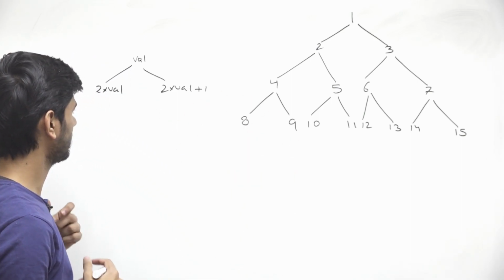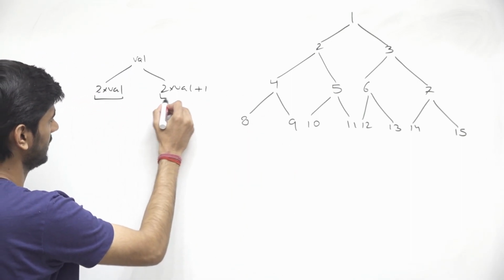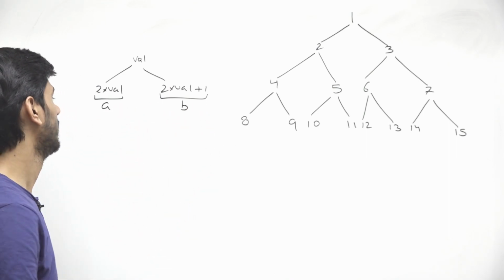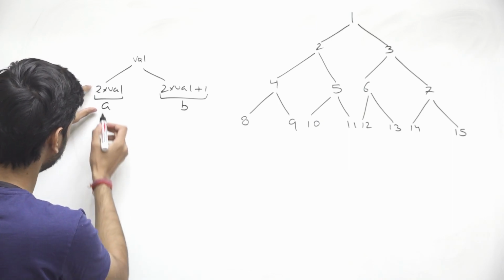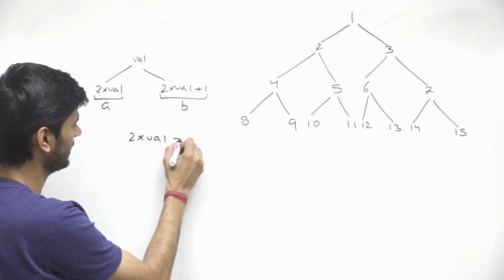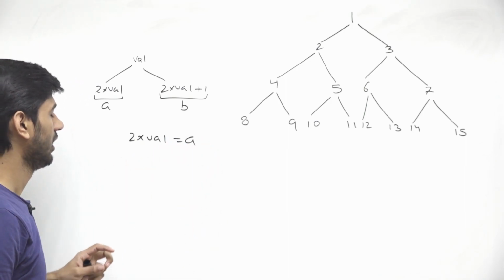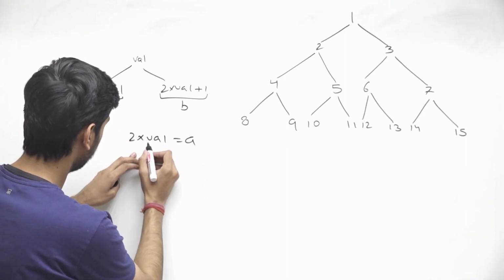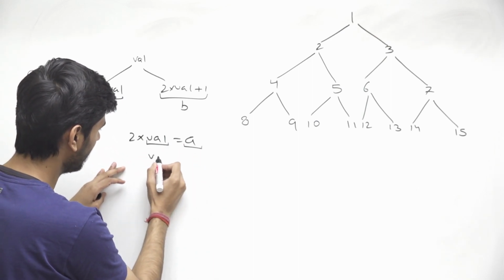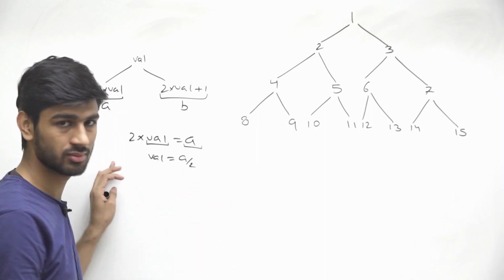Now let us consider these two nodes. Let's say this node has a value of a and this one has a value of b in the generic case. We are saying that this whole value, 2 into val, is equal to a. This is what we are saying. Now we want to find this particular value. We have the value a and we are interested in val. So can we say that val will be equal to a by 2?